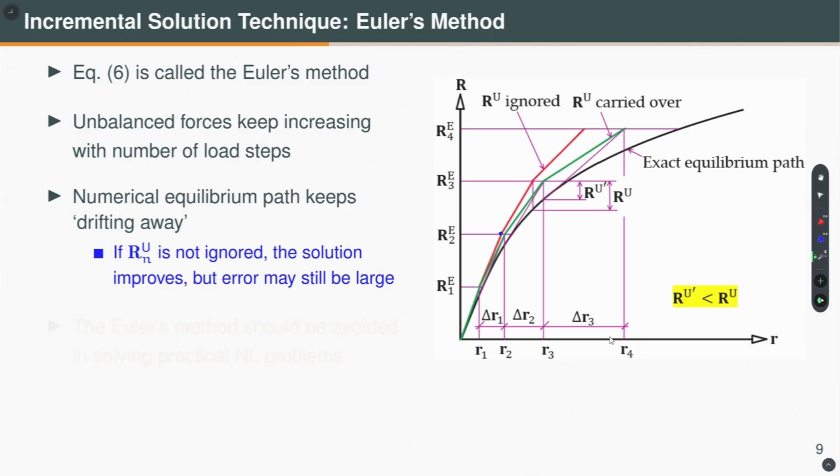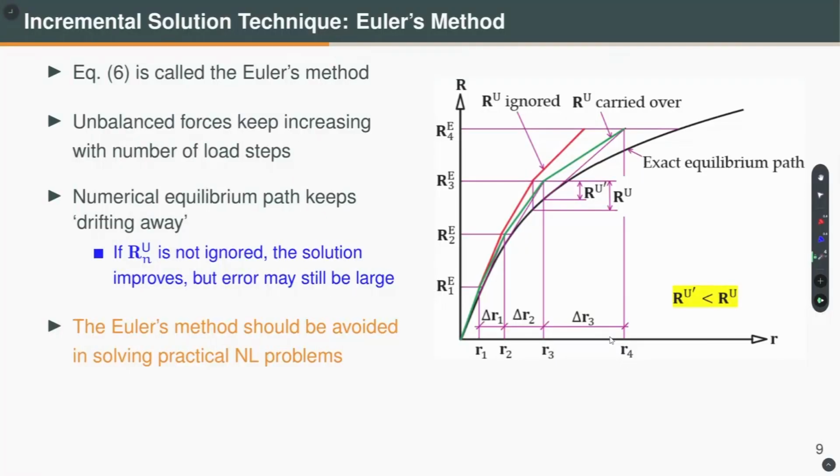How can you improve it? Well, you can reduce the step size. But the problem with this is that at every load step, you have to form the tangent stiffness matrix. For a large structural system, forming the tangent stiffness matrix is not easy, in the sense that it is computationally expensive. So, you have to use many steps and form the tangent stiffness matrix every time, which makes it computationally expensive. Therefore, avoid using Euler's method for nonlinear problems.